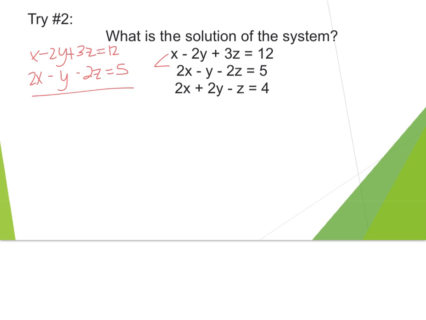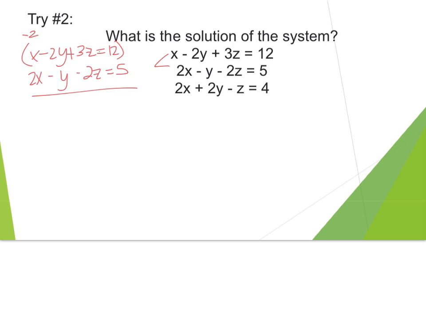At this point, we need to determine what we want to eliminate. Do we want to eliminate x, y, or z? For this problem, it wouldn't matter if I chose to eliminate x or y. They're doing about the same thing. Z, I would not want to eliminate. I'm going to choose to eliminate x. So if I eliminate x, that means I need to multiply the top equation by negative 2.